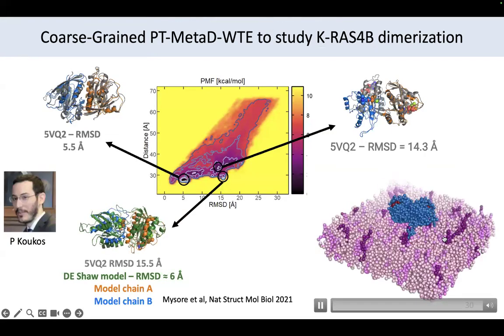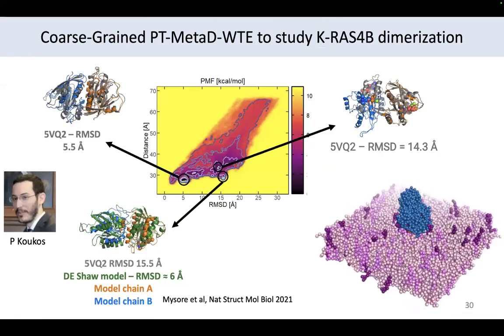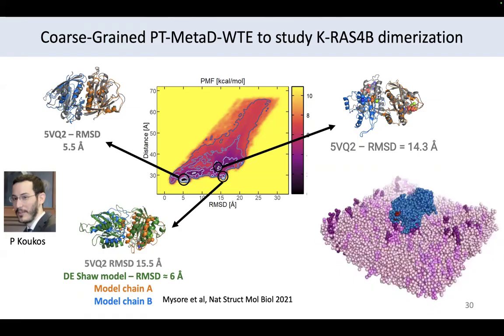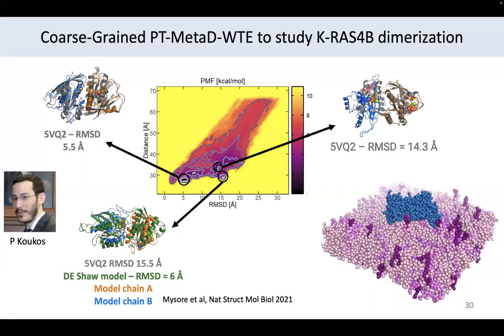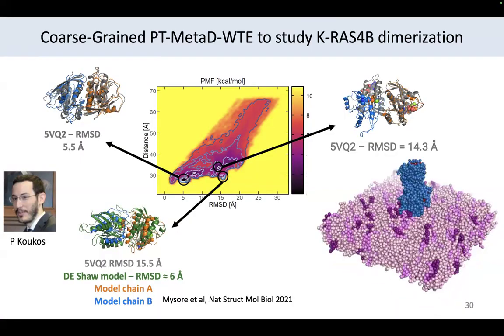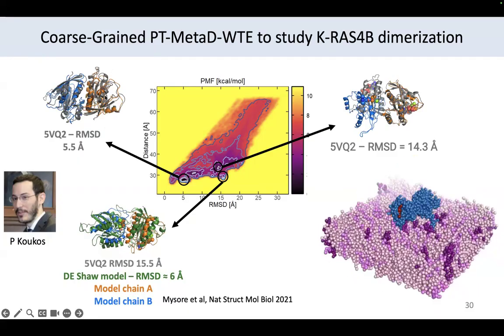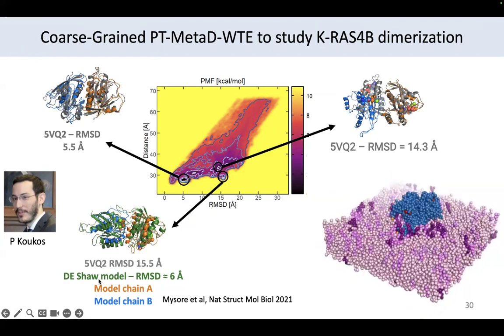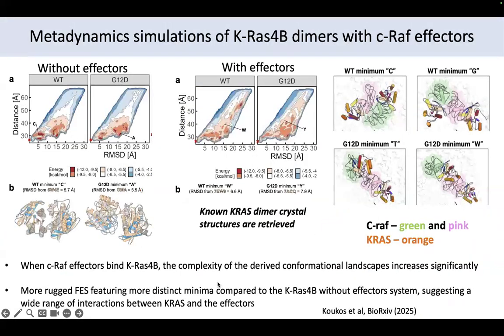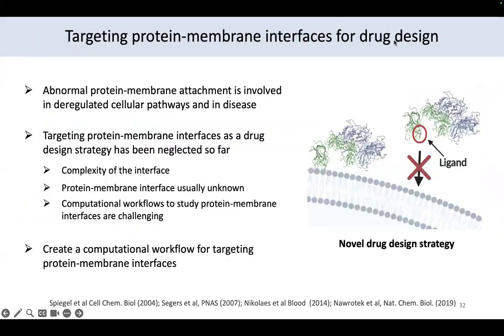With those parameters at hand, we could now proceed to do these metadynamics coarse-grained simulations. And for KRAS dimerization on the membrane, what we found was that not only could we recover the crystal structure, but we could also recover experimental or model structures that appeared in the literature. And here I'm just showing a plot of many different minima that we found on the free energy landscape of KRAS with RAF and without RAF.